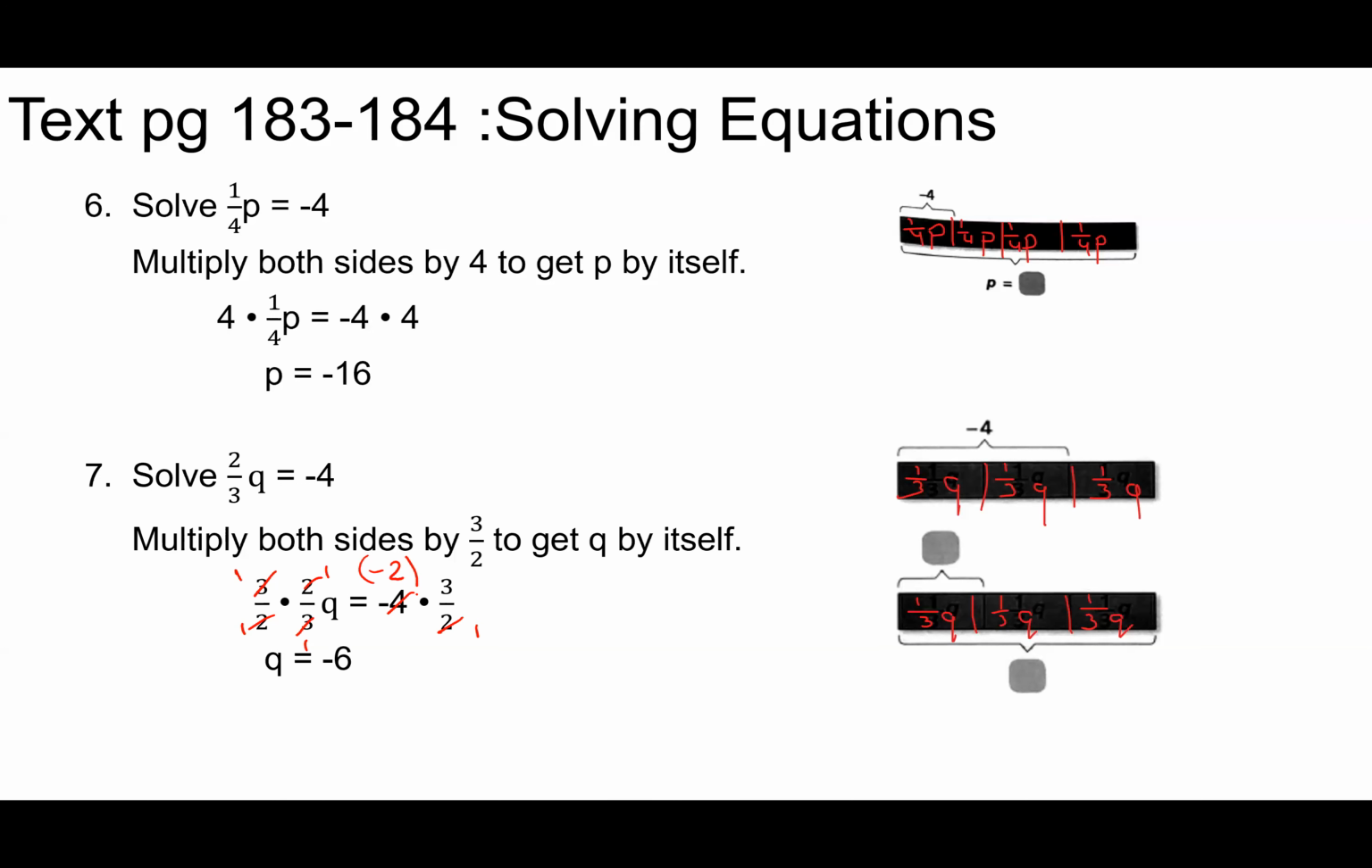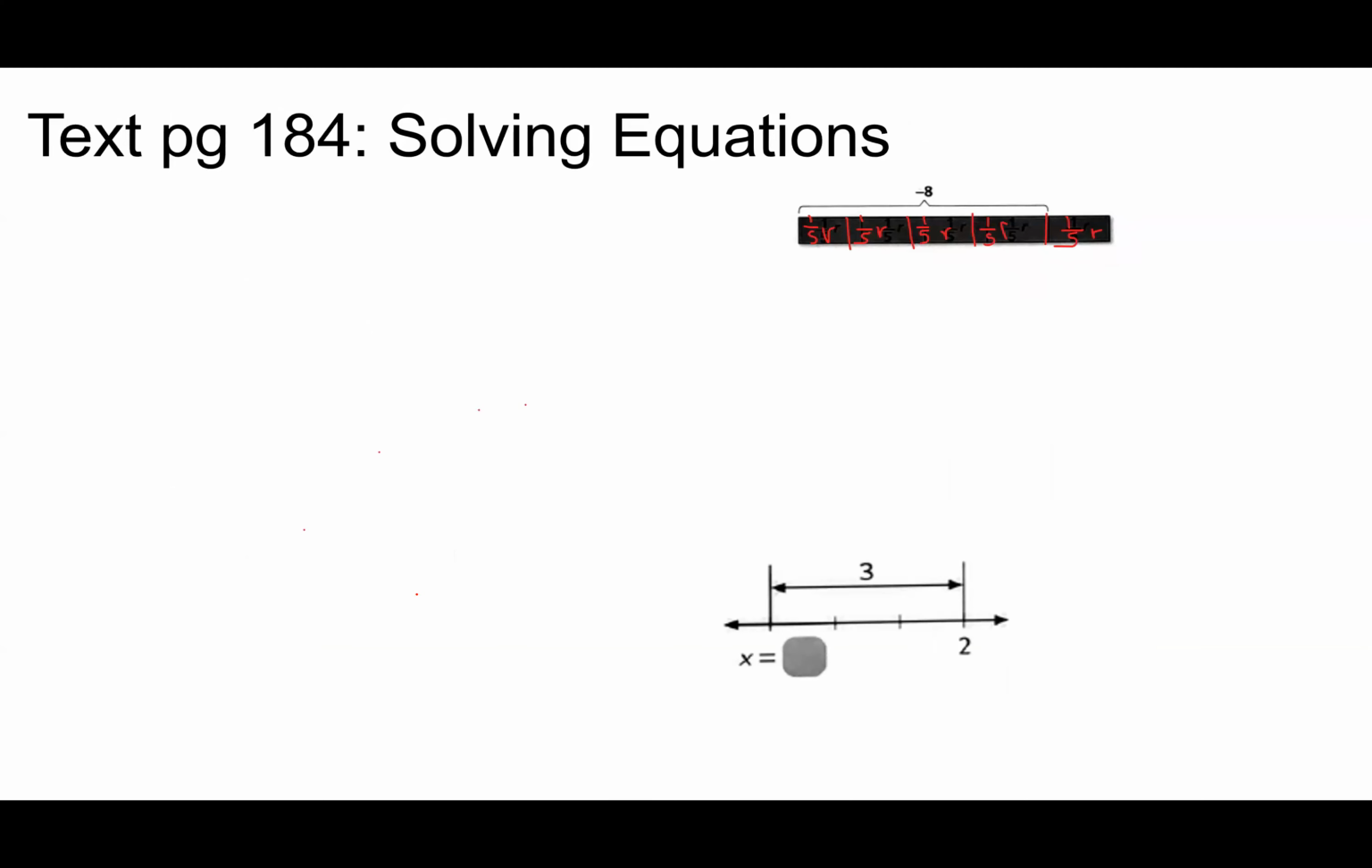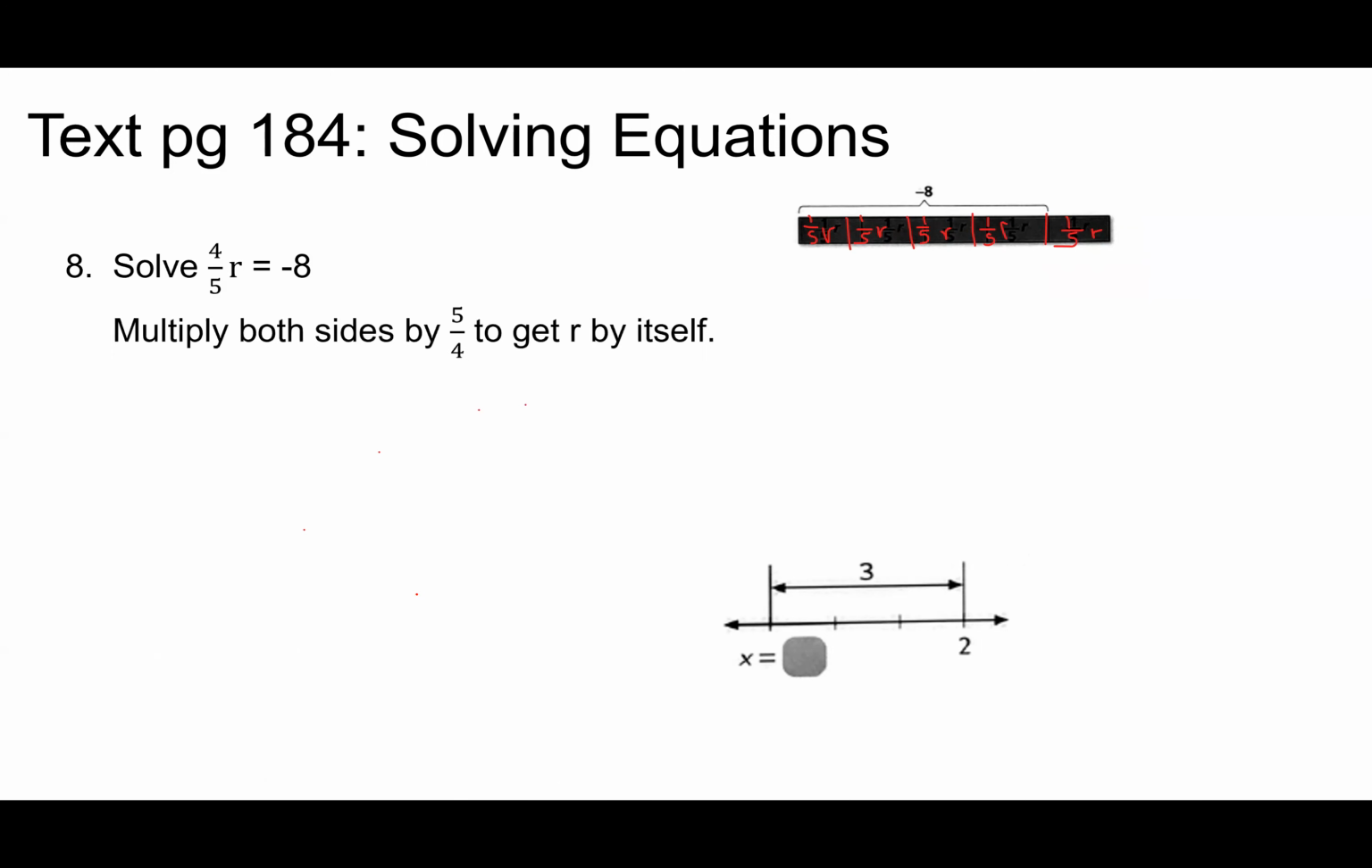All right, number 8. 4/5 R equals -8. What do I do? I know you know. Good job. Kendall, what do you think? Yeah, I would multiply both sides by 5/4 to get R by itself, or to get 1 R.